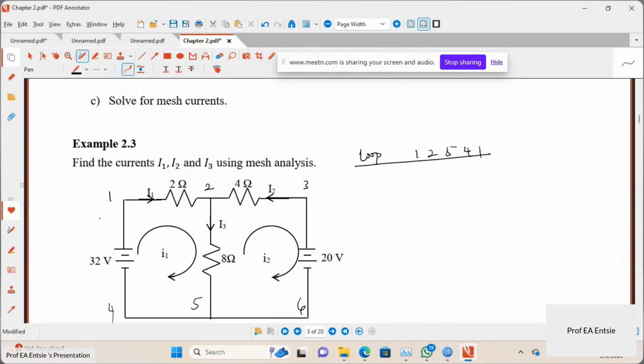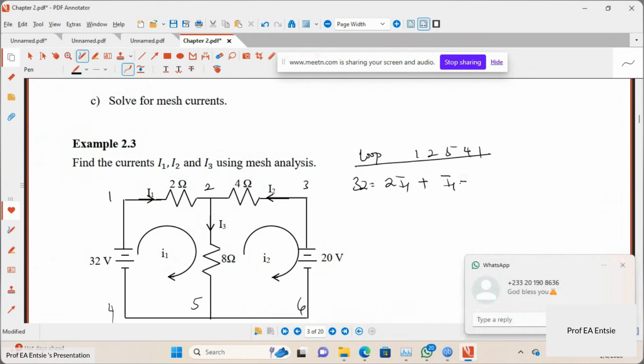So in that loop, I1, the direction leaves from the positive terminal of the 32 volts. So it will be 32 equals the voltage drop across the 2 ohms here, which will be 2 times I1 because the current I1 is assigned for the whole loop. Plus, since I'm doing this loop, it will be I1 minus the current in the other loop, which is I2.